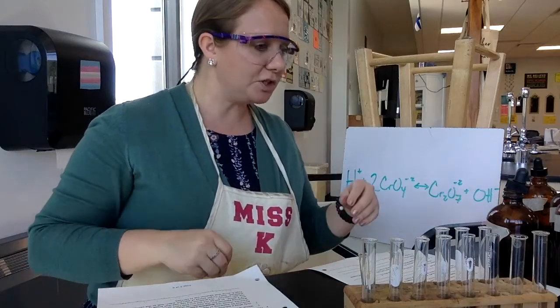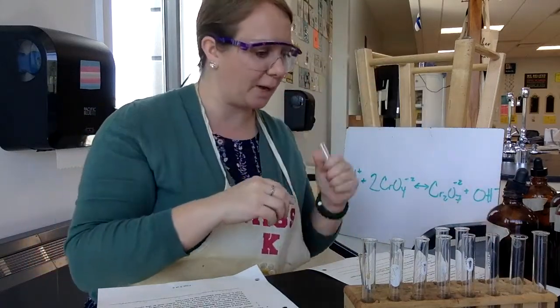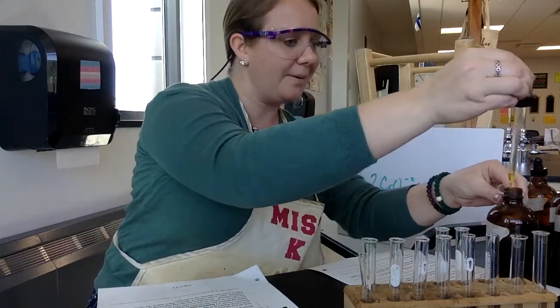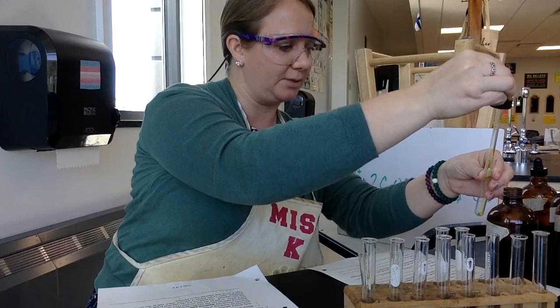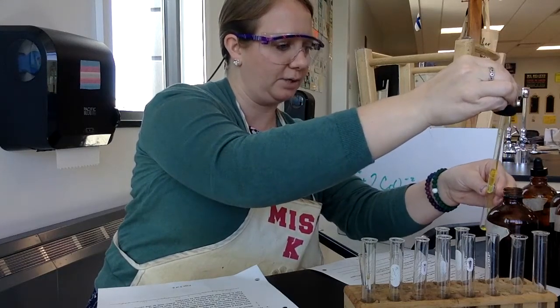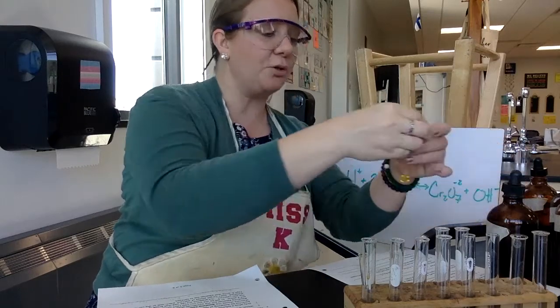All right, so the first thing I'm going to do is take another clean test tube and put 5 drops of the chromate into it. And I'm not going to be super picky about the drops. 1, 2, 3, 4, 5. I just want to have enough so that we can actually see it. 3, 4, 5. Okay. So there's my chromate.